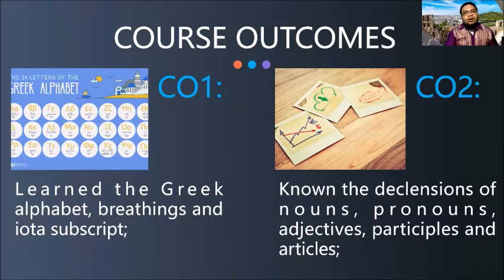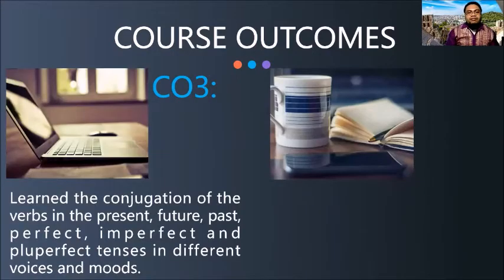What else? The third one is you will learn the conjugation of the verbs in the present, future, past, perfect, imperfect, and perfect tenses in different voices and moods. Of course, in Greek, we have the present, future, and the aorist for the past, perfect, imperfect, and perfect tenses. We have the voices: of course, we have the active, the middle, and the passive voice. And of course, moods: we have the optative, the infinitive, the subjunctive, and the imperative moods that we will learn later on. What else?